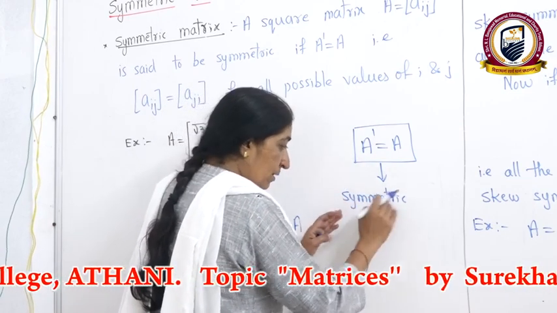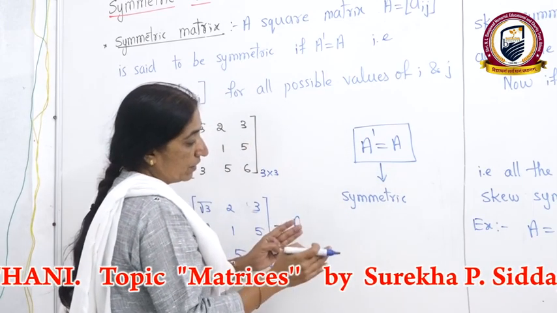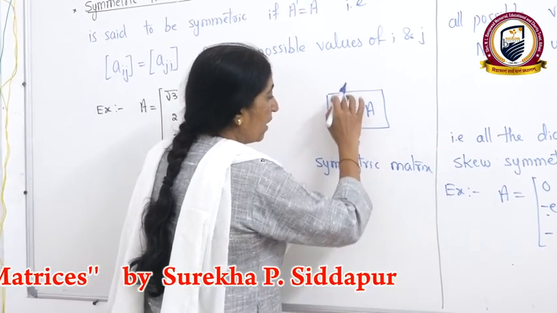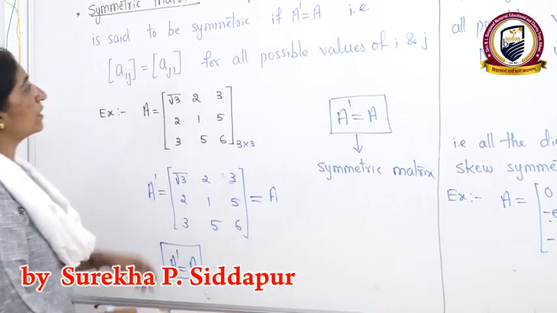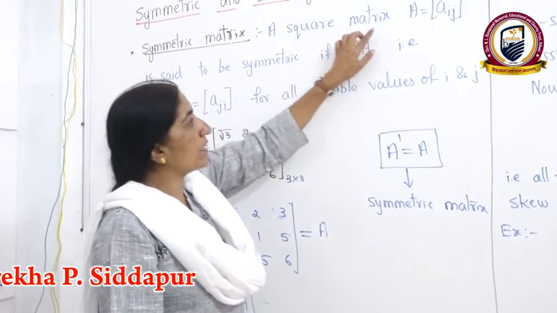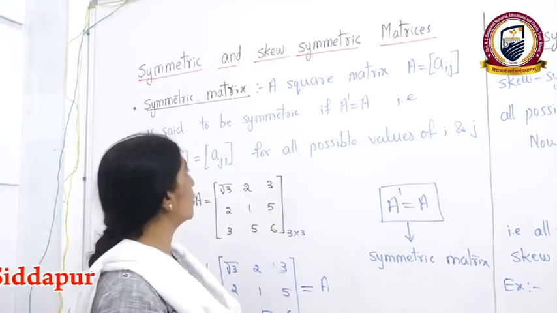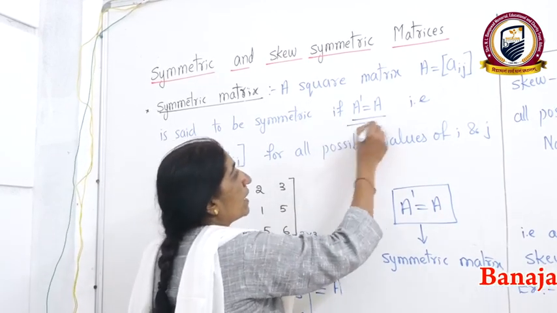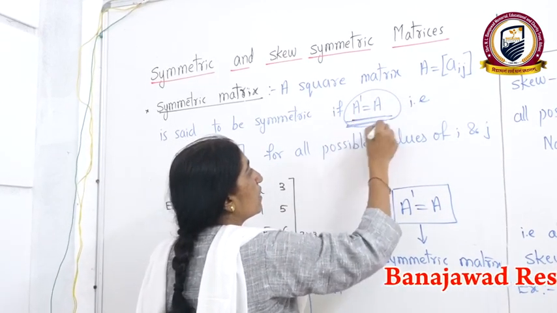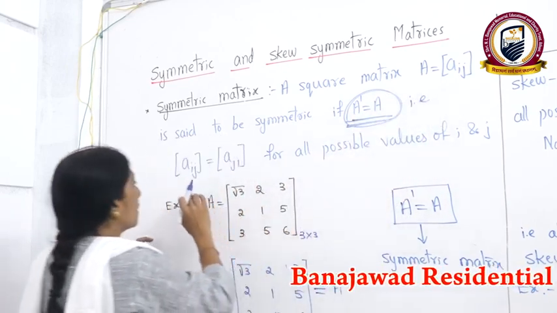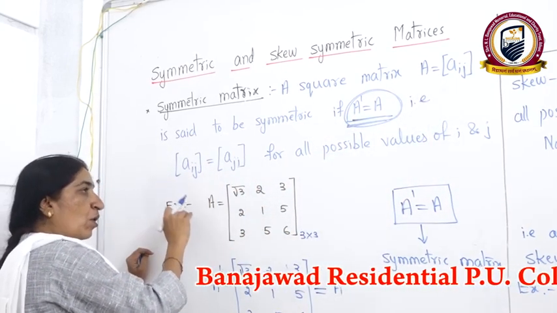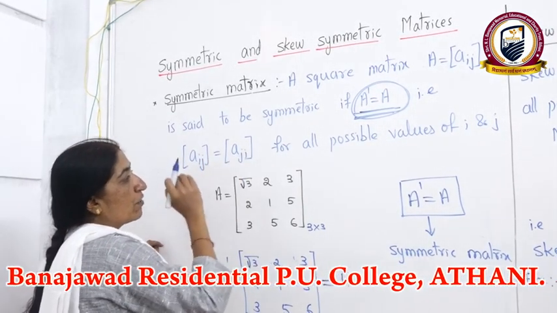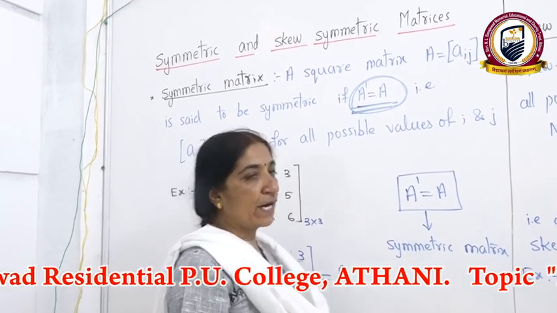Whenever you hear the word symmetric matrix, you have to remember A transpose is equal to A. See the definition. A square matrix A = [aij] is said to be symmetric if A dash is equal to A. This is very important. That is, if you interchange the rows and columns, they are equal. aij is equal to aji for all possible values of i and j.